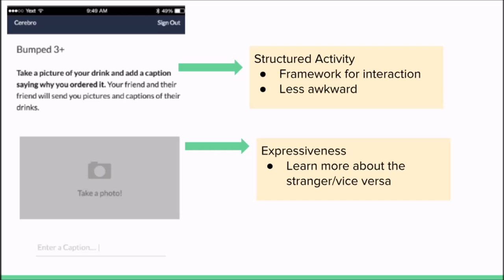In this experience, you can take a photo and add a caption. And this expressive quality is important because through the expressiveness, you can learn more about the stranger and they can learn more about you.